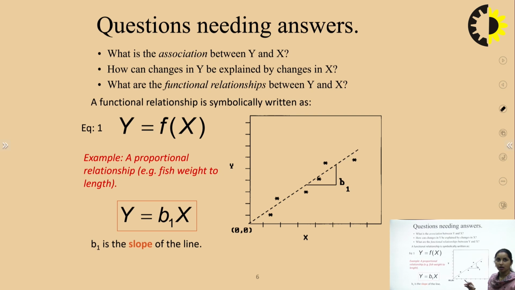So now, what is the question? What is the association between y and x? How can changes of y be explained by the changes of x? What are the functional relationships between y and x? These are the questions that arise.